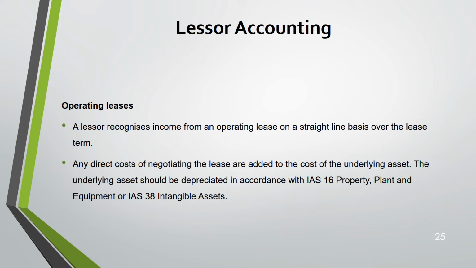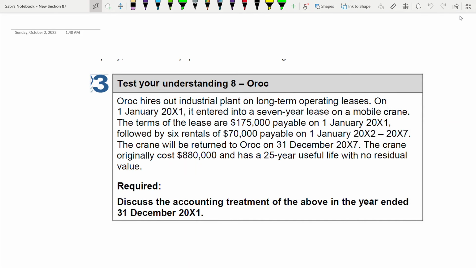Let's do a small question. Test your understanding 8. Orac hires out an industrial plant on a long-term operating lease. They have already given the word operating, but even then you can understand because all the things that apply for a finance lease are not here. What is the lease term? A 7-year lease. 175 is payable, followed by 6 rentals of 70,000 payable. That means for 6 years they are going to pay 70,000.